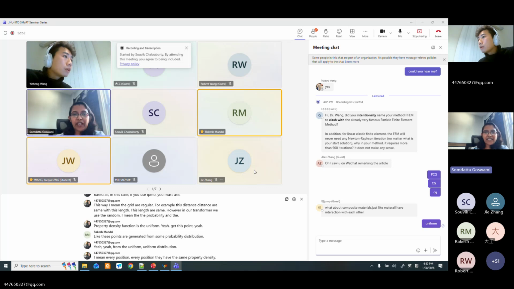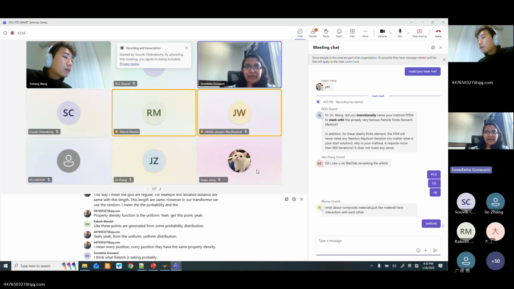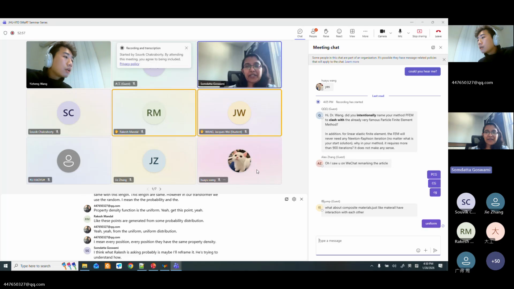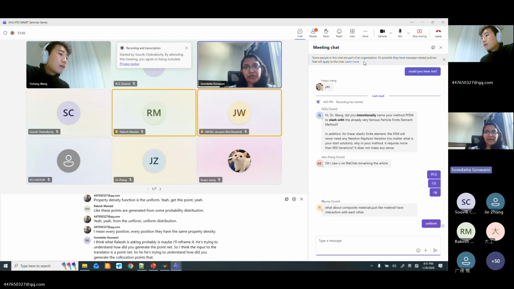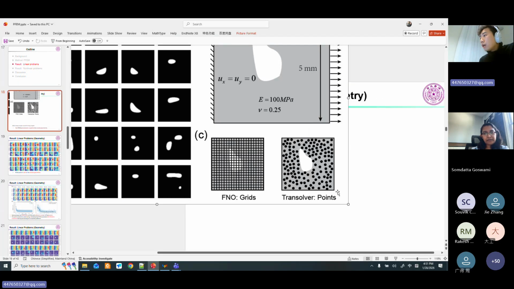I think what Rakesh is asking, maybe I'll reframe it, is how you generated the point net. The input to the Transolver is a point net. He's trying to understand how you generated the collocation points that would be the input to the Transolver. Oh, I know what you mean. For example, I generate a rectangle with a uniform mesh, and then I get the points in the whole domain.